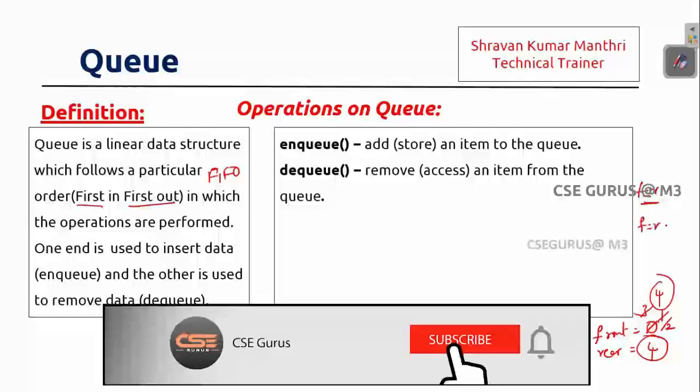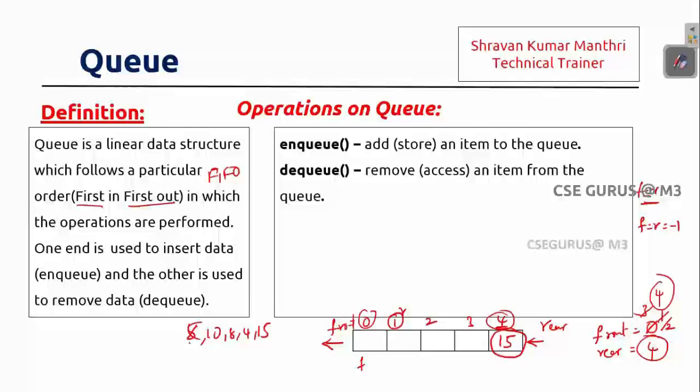If front and rear both equal -1, it means the queue is empty. Of course, if they are different, your queue consists of at least 2 elements. That means more than one element in the queue.